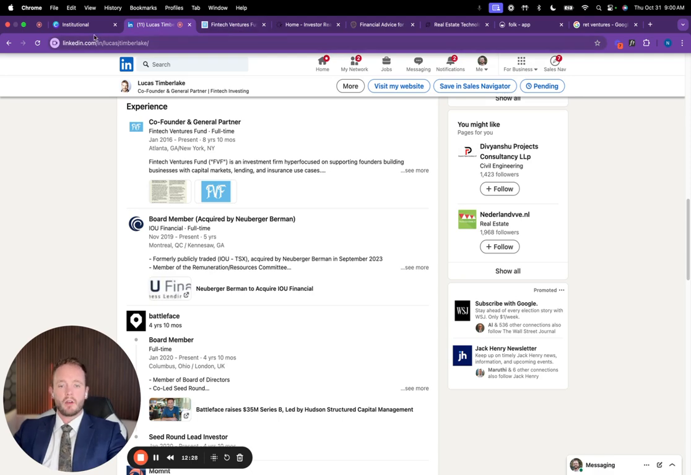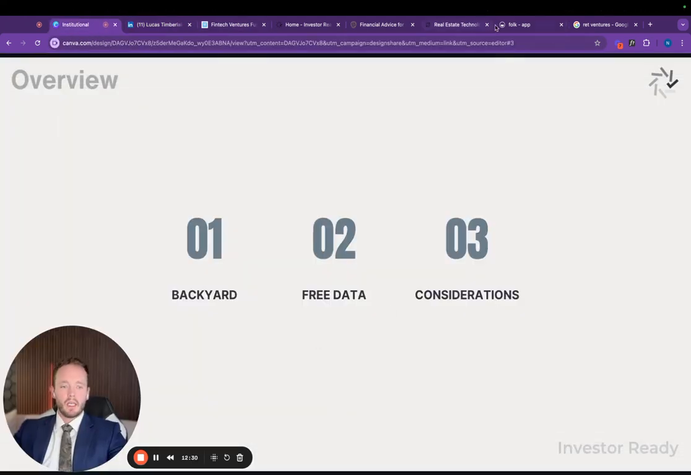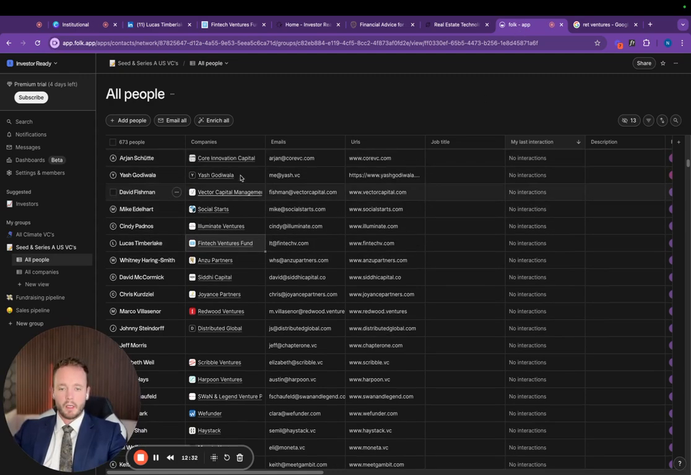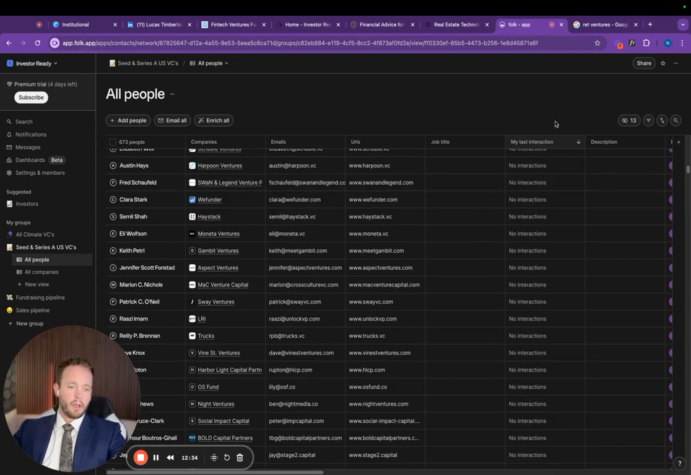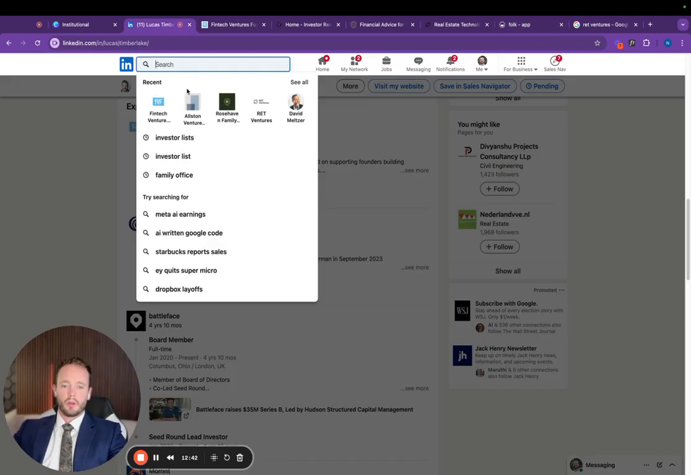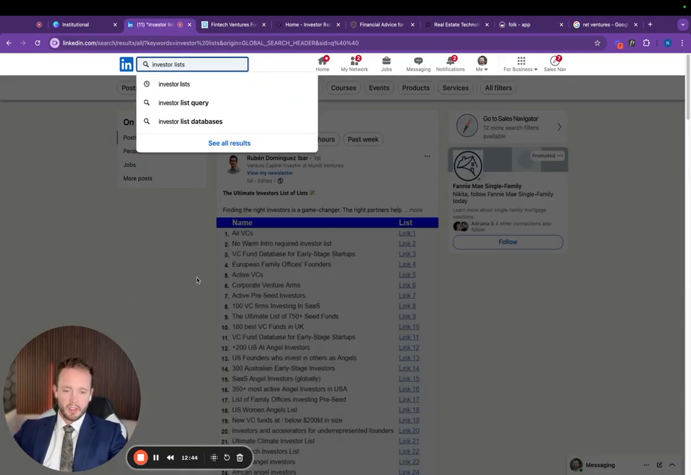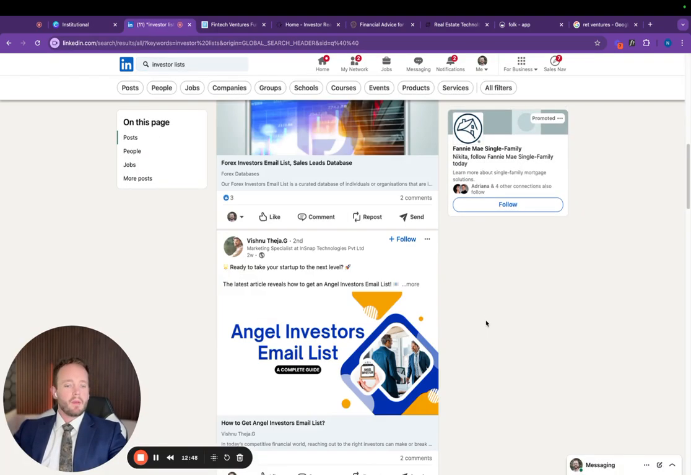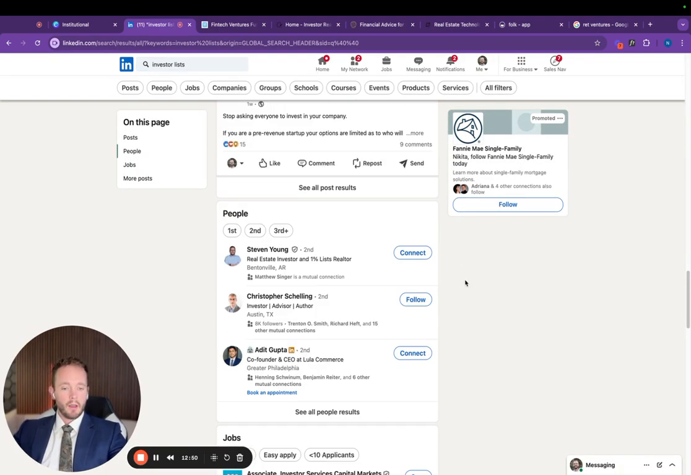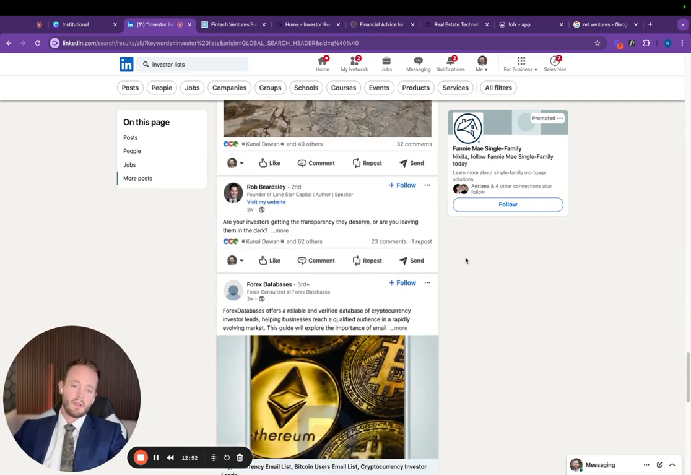So this is how you need to start thinking about some of these free data sources and what to actually do with them. Now we've talked about where to find them. Literally go to folk.app and sign up and mess around with building different investor pipelines. It's really easy and it's all free. And also spend some time scrolling through LinkedIn and just searching for investor lists. Figure out who's giving this stuff away. Maybe some of it's junk, but there's going to be a lot of gold nuggets in there.